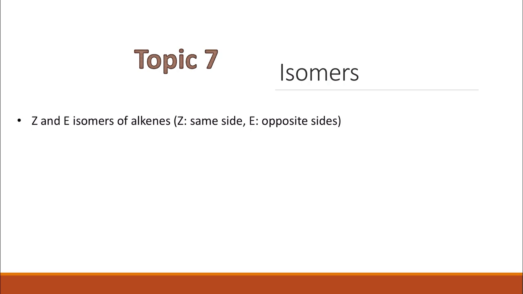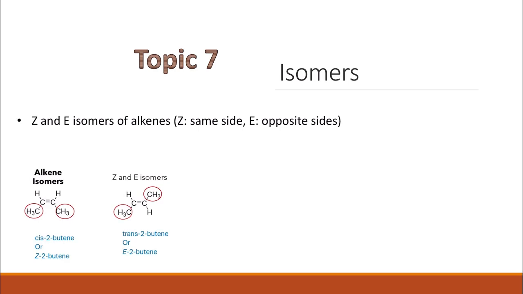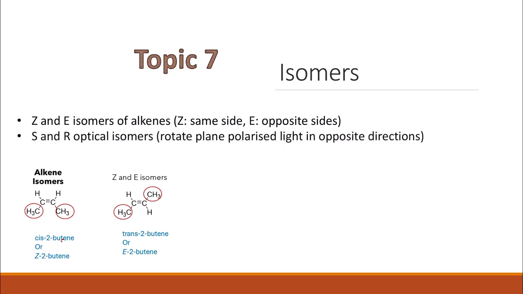Finally, the isomers. Remember the Z and E isomers of alkenes. The Z isomer means that the two priority groups, or the two big groups, are on the same side, like here, and the E is when they are on opposite sides. Remember optical isomers: when we have a chiral carbon, the carbon which has four different substituents, the S and R optical isomers can be differentiated from each other because they rotate plane polarized light in opposite directions.